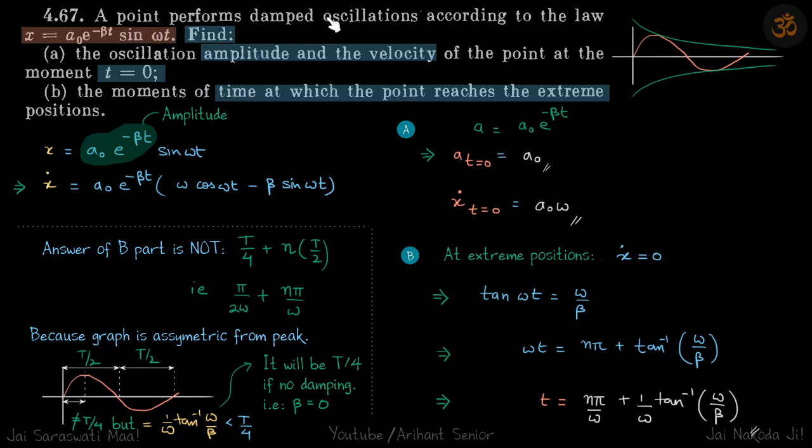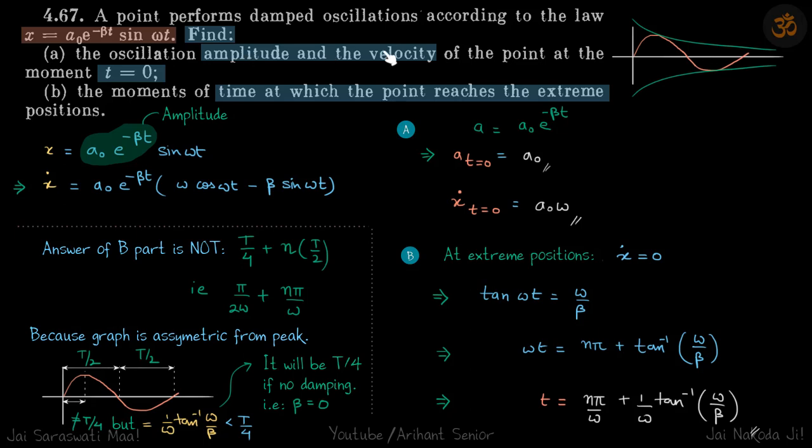A point performs damped oscillations governed by this law. We need to find the amplitude and velocity at t equal to 0, and the times at which the point reaches the extreme positions. So this is our given equation. This term represents the amplitude of this damped oscillation, and it is time dependent. In a normal undamped oscillation, amplitude is a constant, but in a damped oscillation, amplitude decreases with time.